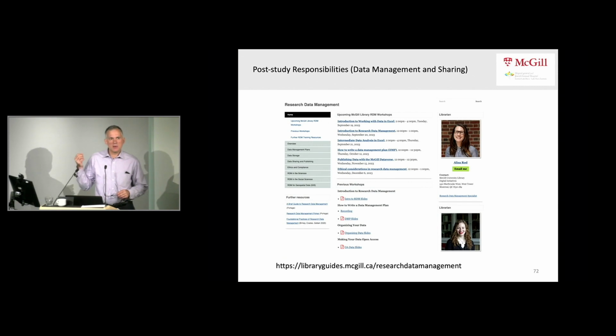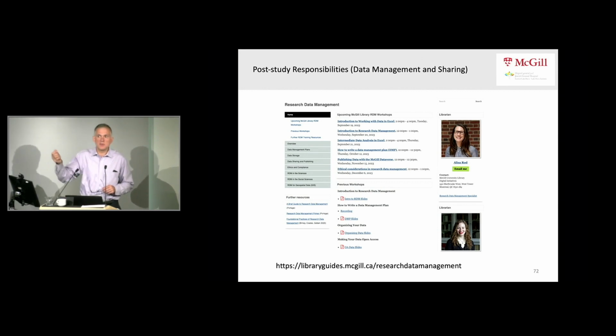But after the study, make your data available. There are a number of reasons for that. People should be able to verify what you've done. Someone should be able to say, I want your data set, I don't trust what you did. And that's fine. They should be able to vet it and verify it, right?